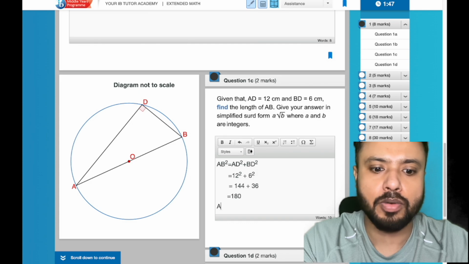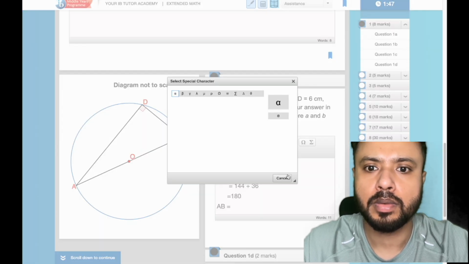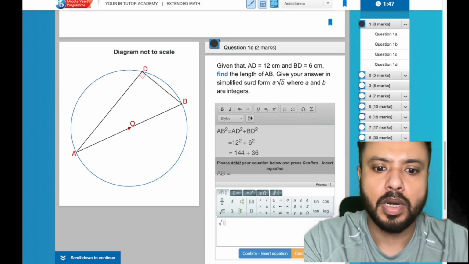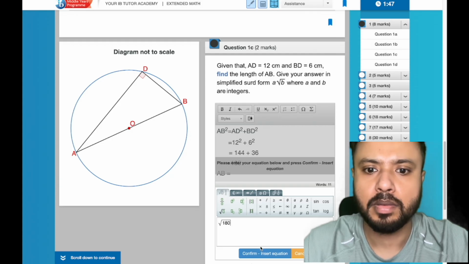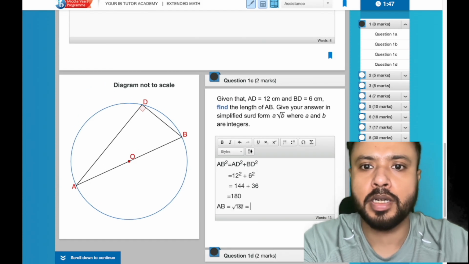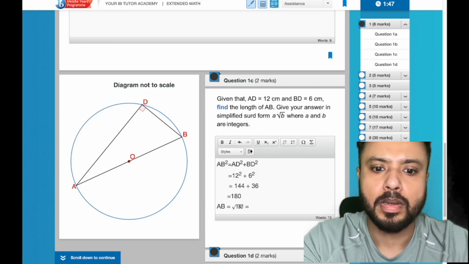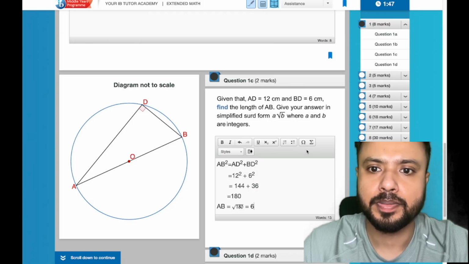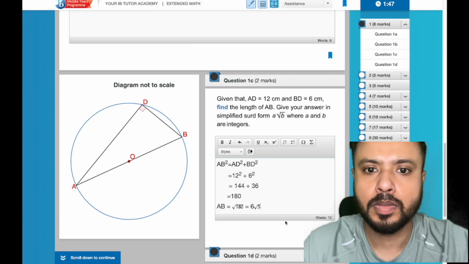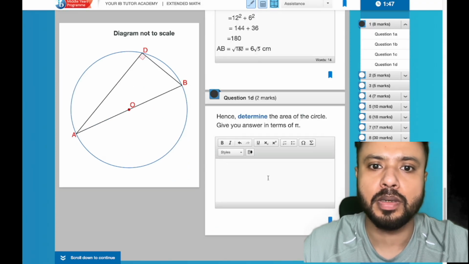So AB would be equal to root of 180. So we have to write it in the simple surd form. So it would be 6 root 5 centimeters. So this would be my desired answer for AB.